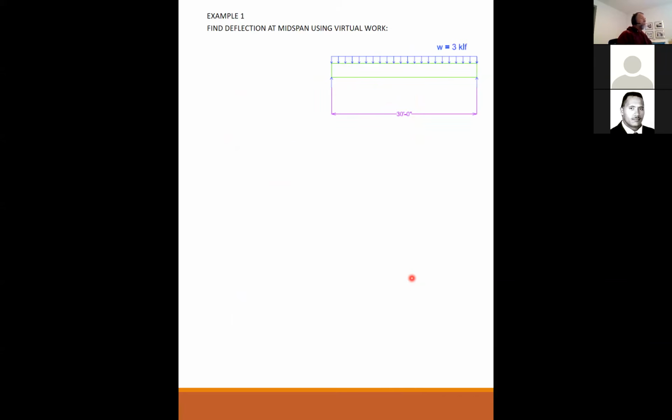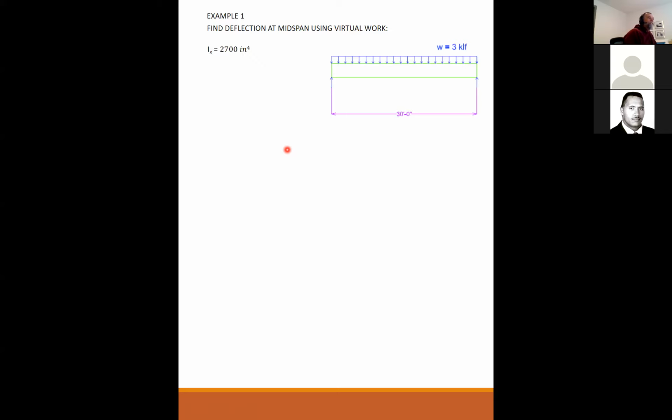Here we have a simply supported beam with a linear load of 3 kips per lineal foot. We want to find the deflection at midspan. Quite honestly, we could find the deflection at midspan by just using the equation from last lecture, where we found that the maximum deflection is equal to 5wL to the fourth over 384EI. Remember that from last lecture? But this is a different way to get to really the same result, using an energy method.